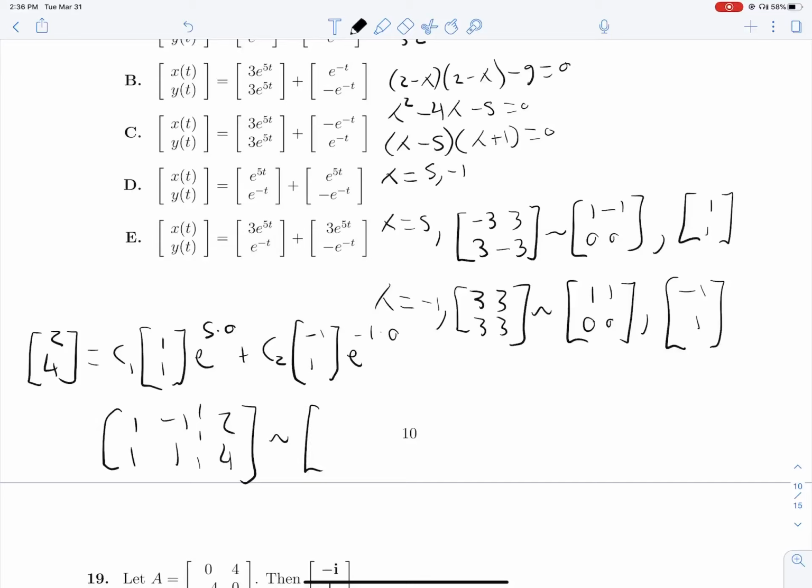Simplifying things a little bit, let's subtract row 1 from row 2. We'll have 1, negative 1, 2, 0, 2, 2. We can simplify this down further to 1, 1 here. Add row 2 to row 1, 0, 3. And we have our values for C1 and C2. C1 is equal to 3, and C2 is equal to 1.